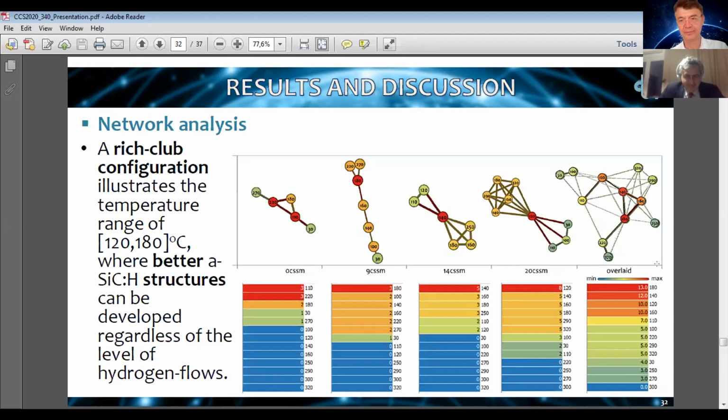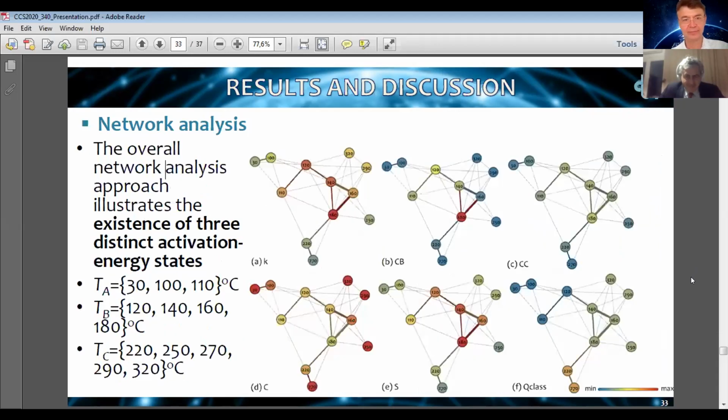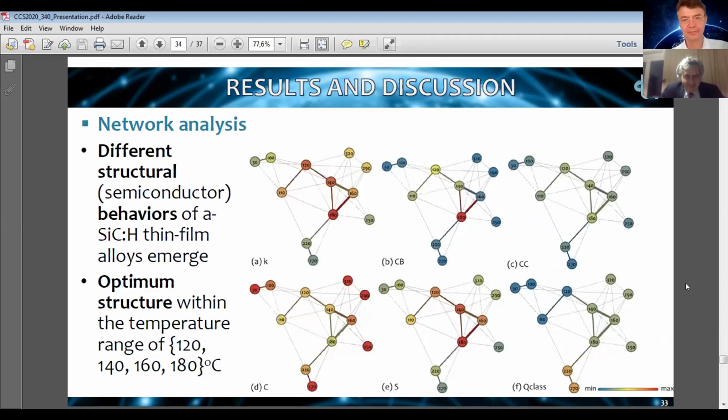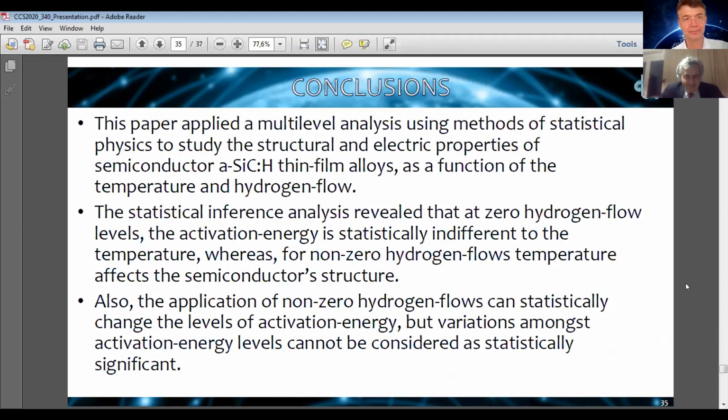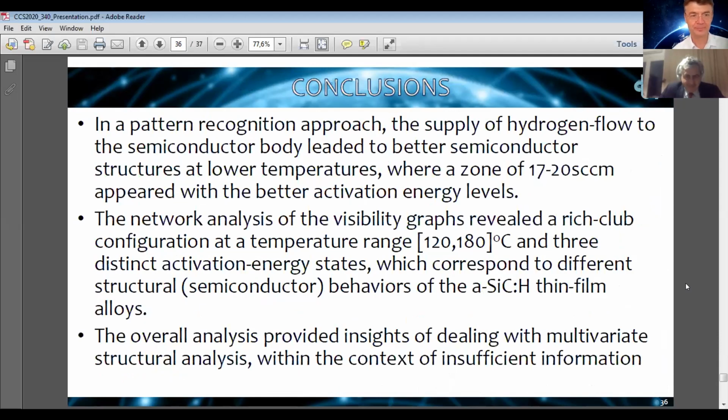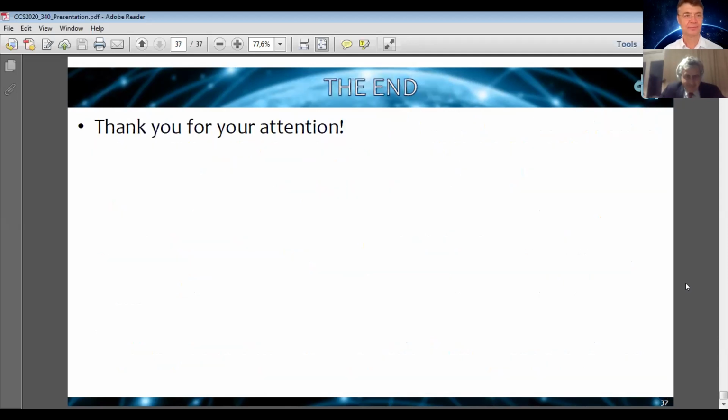The overall analysis provided insights about dealing with activation energy and structural analysis within the context of insufficient connectivity. We propose this approach for further applications, and thank you very much.